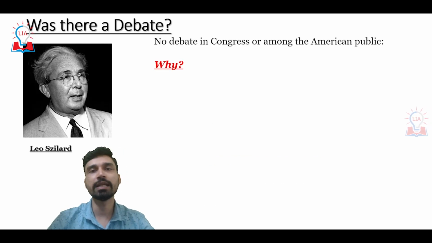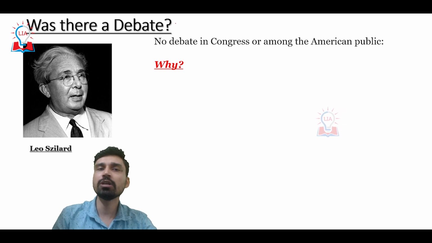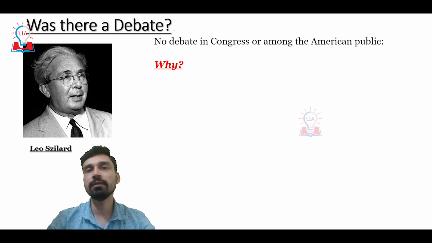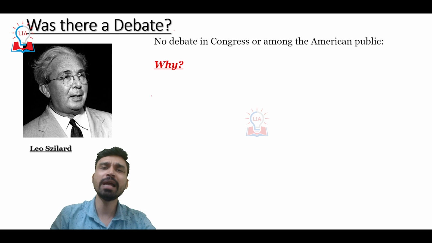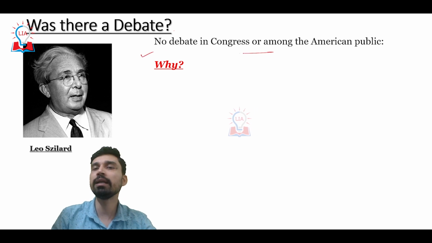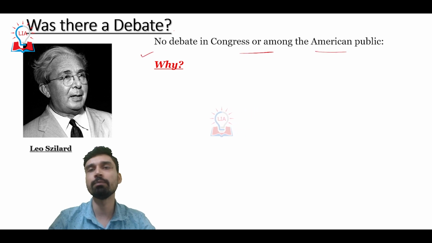So these were the two options being discussed among the advisors and the president, both military as well as presidential advisors. Now, the question comes: was there a debate in the US public or US Congress related to the bombing of Japan with the atomic bomb? The answer is no. There actually was no debate in Congress or among the American public.